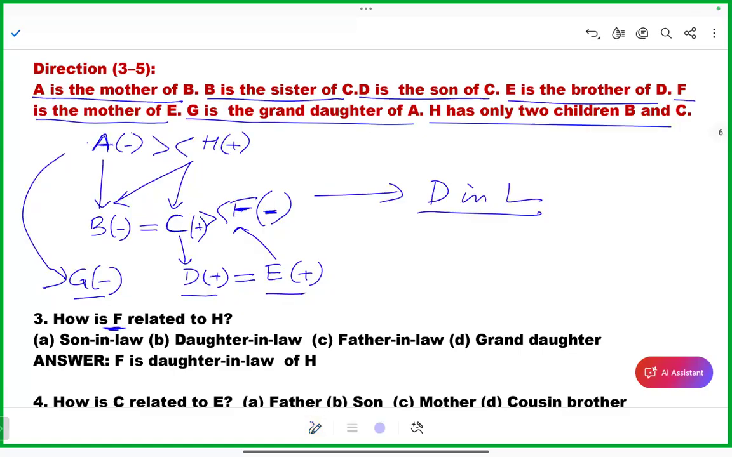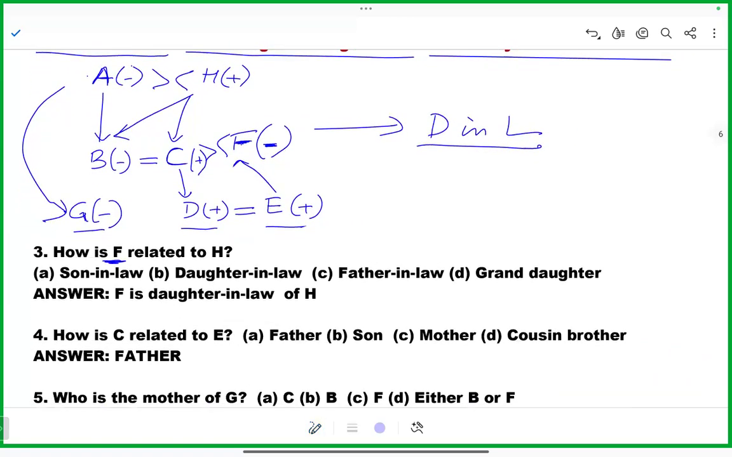Now, next question is, how is C related to E? How is C related to E? Right? You can see from the diagram, C has two children, D and E. C is the husband, and F is his wife. So what is the relation? How is C related to E? So C is the father of E. Answer is father. Clear.